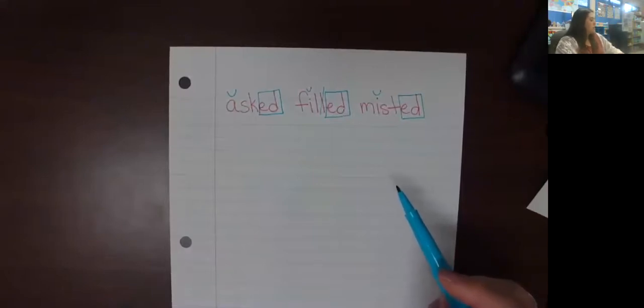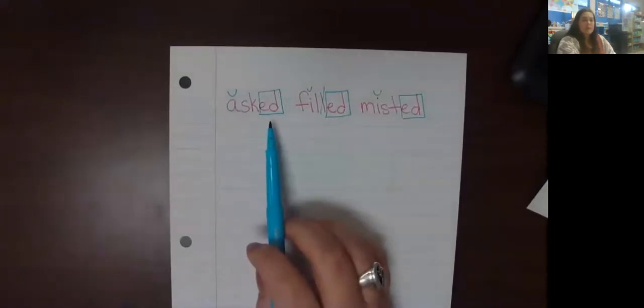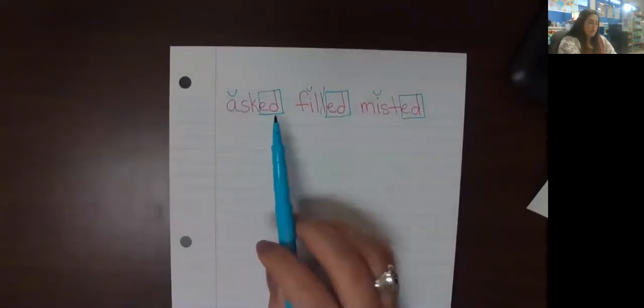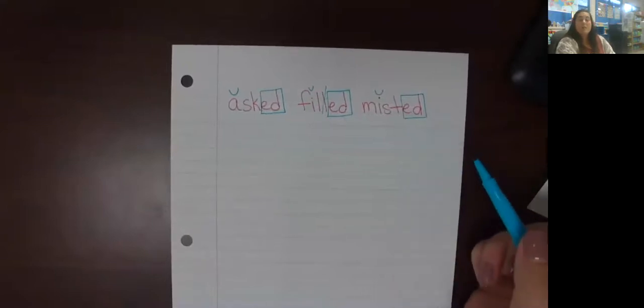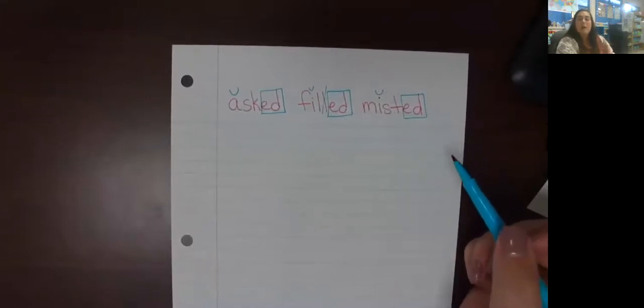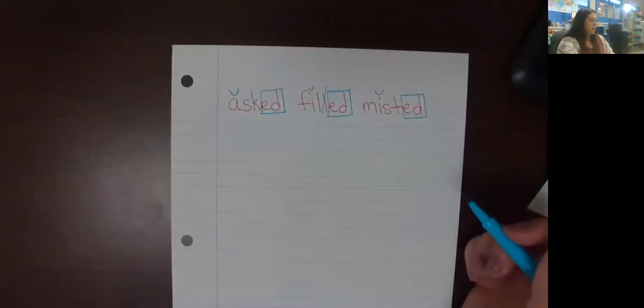So if someone asked a question, they already asked it. Okay, so it happened in the past. All right, now suffix ed is unusual because it can make 3 different sounds. Okay, it can make the t sound like asked. There's no T, but it sounds like the T for suffix ed. Then it can make the d sound like filled. And then it can make the ed sound like misted. Okay, suffix ed can make 3 sounds, t, d, and ud. Okay, all right, so now we're going to write some more words.